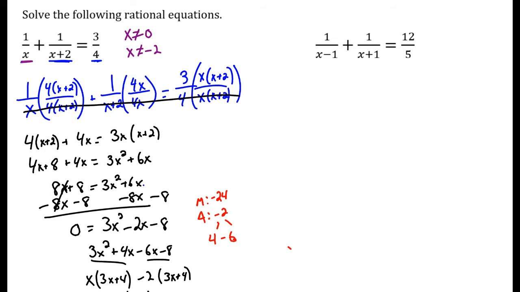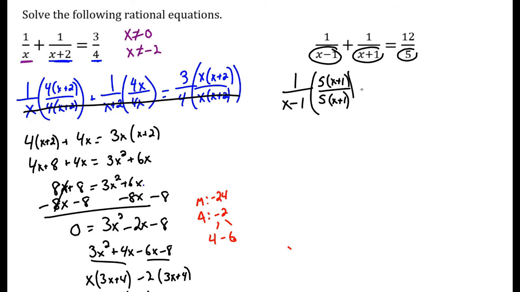This next rational equation says 1 over x minus 1 plus 1 over x plus 1 equals 12/5. So I need a common denominator. Everyone needs an x plus 1 and x minus 1. Everyone needs both of those factors as well as a 5. So this first rational here is missing a 5 and an x plus 1. It's got the x minus 1, but I also need that x plus 1. Plus 1 over, well, I've got the x plus 1. I still need the 5 and the x minus 1.